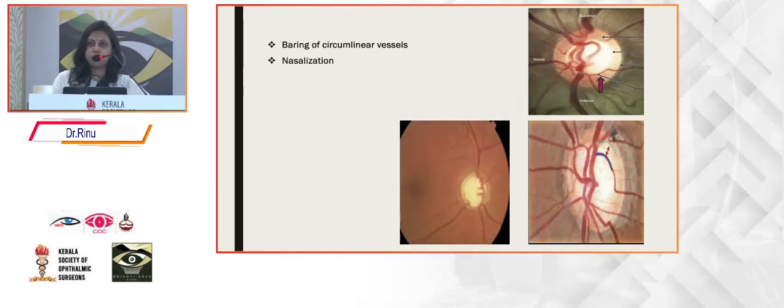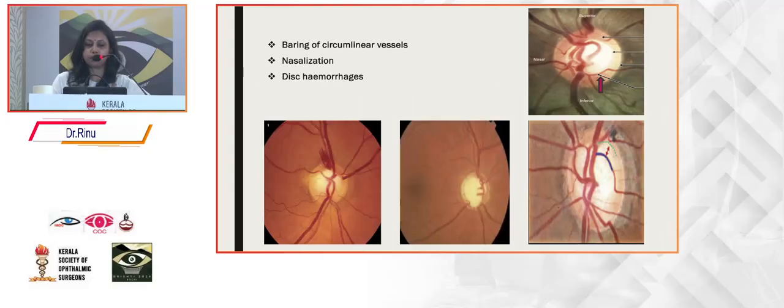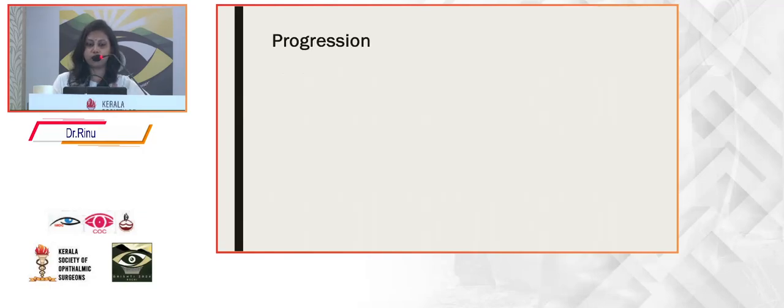Nasalization of vessels is not very specific to glaucoma. It can be seen in normal discs also. Next is disc hemorrhages. They are basically splinter hemorrhages seen usually in the superior temporal or inferior temporal quadrant. They usually resolve within a few weeks to months, and when they resolve, it's usually associated with a new RNFL defect or an early notch. So in a diagnosed case of glaucoma, if we encounter a disc hemorrhage, it is a strong predictor for progression of glaucoma.